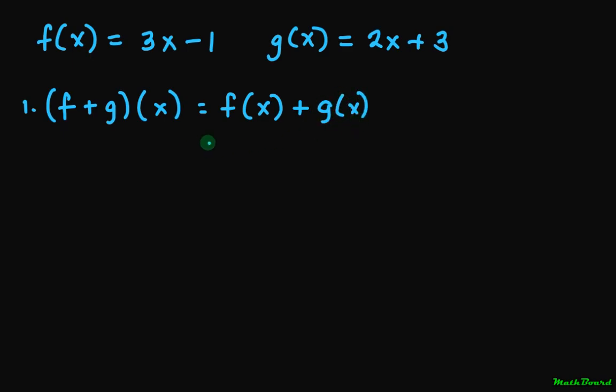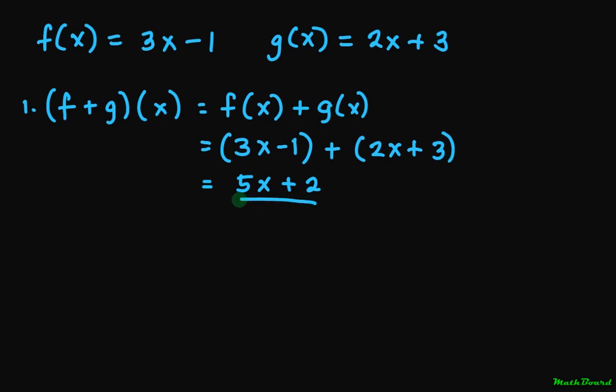So we know that f plus g of x is the same as f of x plus g of x. And so our f of x is 3x minus 1 plus g of x, 2x plus 3. So combine like terms, 3x plus 2x, that is 5x, negative 1 plus 3, that's positive 2. So this is the sum of the two functions.